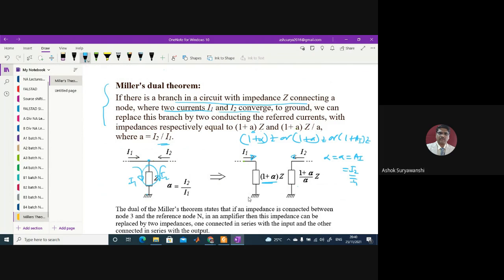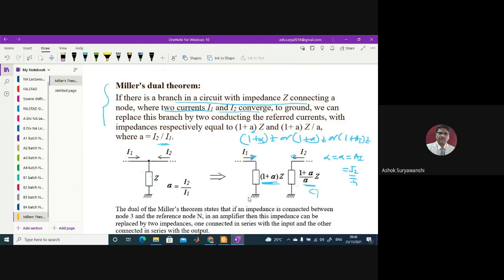upon I1. So again, you can see in this circuit, the branch where the impedance is sits in between, so we cannot simplify it. But if you use Miller's dual theorem, we can very well simplify this impedance Z into two components. One is 1 plus alpha into Z, the other is 1 plus alpha upon alpha into Z. Then it becomes very easy because this is separate, this is separate, and we can do the series-parallel combination or find the equivalent impedance.